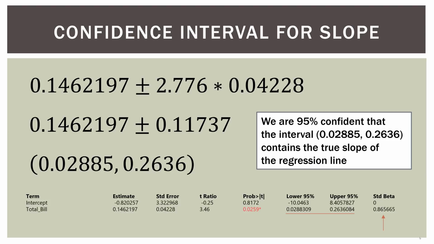So what are we saying with this interval? Like any other confidence interval, this is how we interpret it. We are 95% confident that the interval of 0.02885 to 0.2636 contains the true slope of the regression line. Same thing we would say in the confidence interval for a mean. So we're 95% confident that the actual population slope, if we did regression, lies within this interval. And that's how we interpret it.